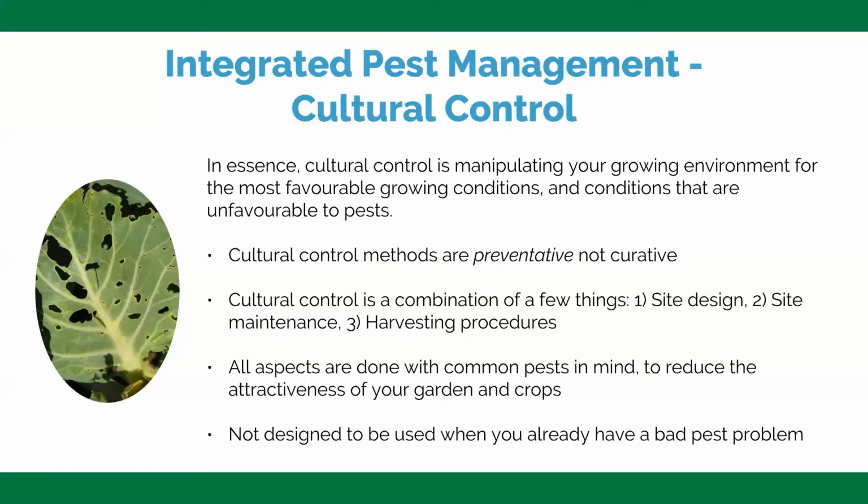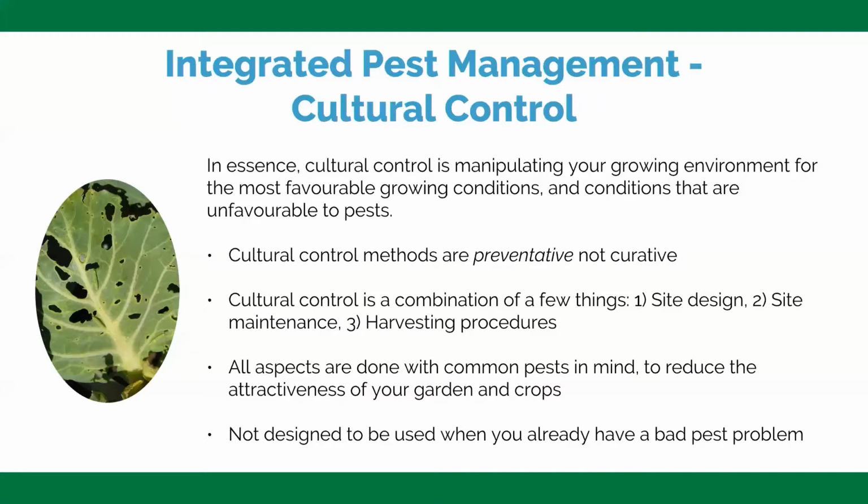And then site maintenance. So this is things like making sure that you weed often, or that you take off dead or just decaying leaves that might attract some of these pests into your garden. And then harvesting procedures. So this would be something along the lines of, if you happen to see a pest population, you can actually harvest before you would, and that can help deal with that population fairly quickly.